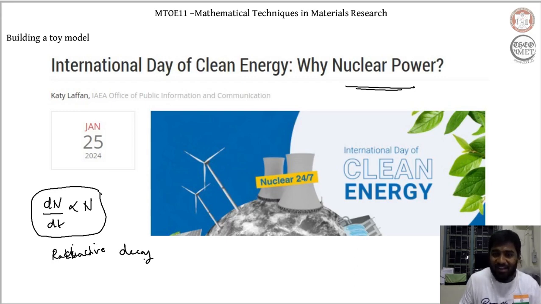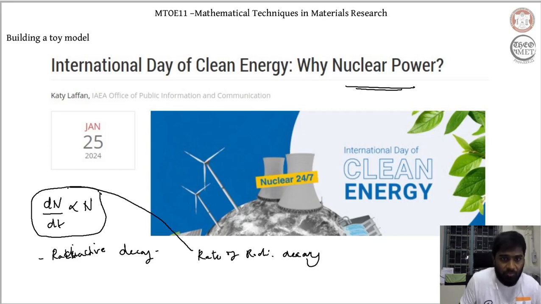So this translation of a radioactive waste to a non-radioactive substance is what we refer to as radioactive decay. And the rate of this radioactive decay is proportional to the amount of radioactive content that is present. So dN/dt is the rate of radioactive decay, and this rate, dN/dt, is proportional to the amount of radioactive substance that is present.